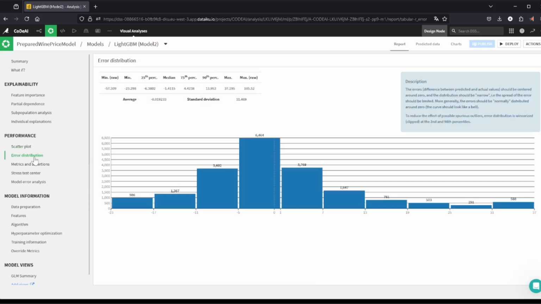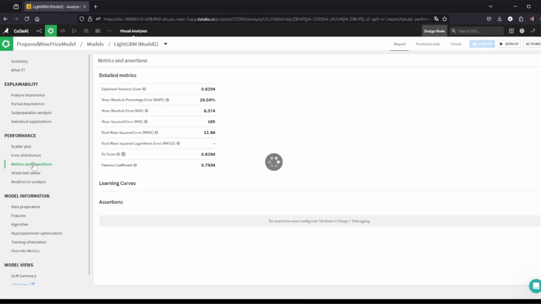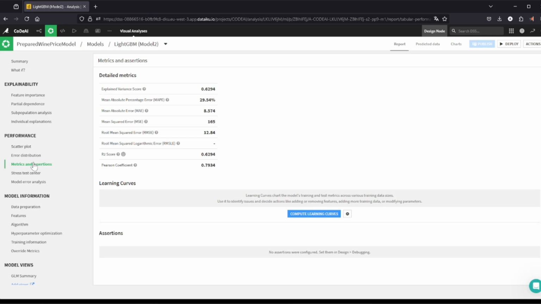Next, let's look at the distribution of errors. On average, we see that the error is negative 0.019, which tells us that the model has a slight tendency to underestimate wine prices. As we discussed in the previous video about evaluating regression models, there are several key metrics to consider beyond just the R-squared score. Here, we can see detailed information on metrics like mean absolute error and mean squared error, which help us understand how far off the predictions are from actual values.